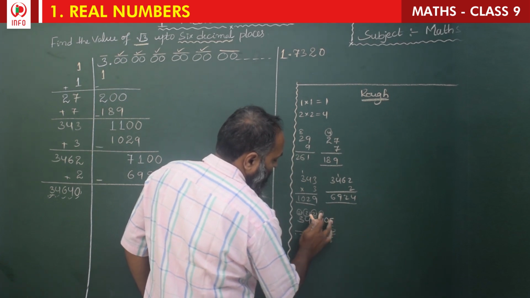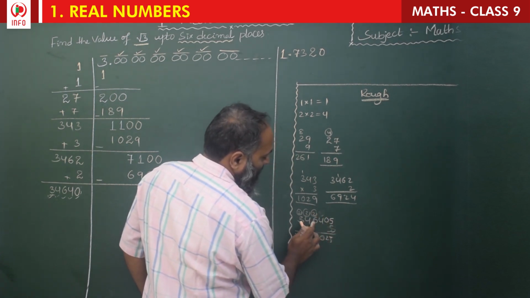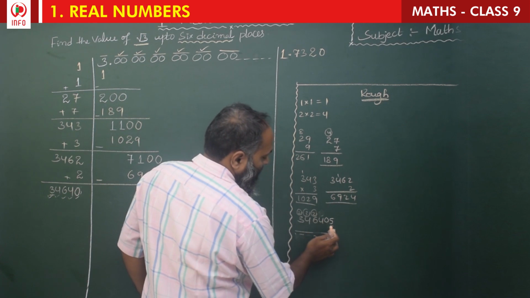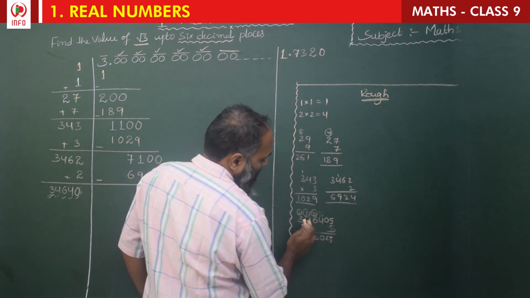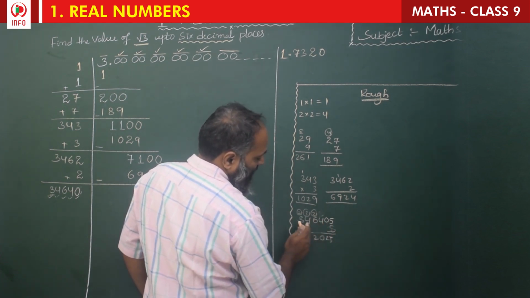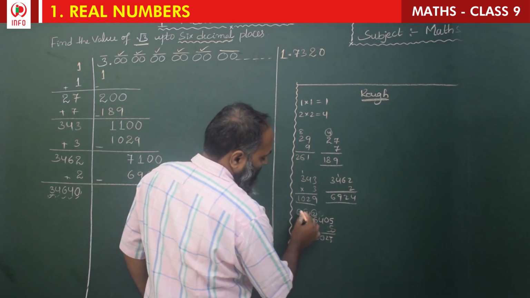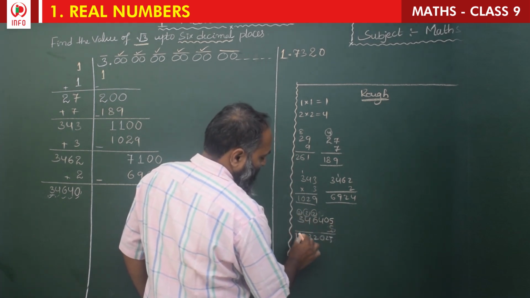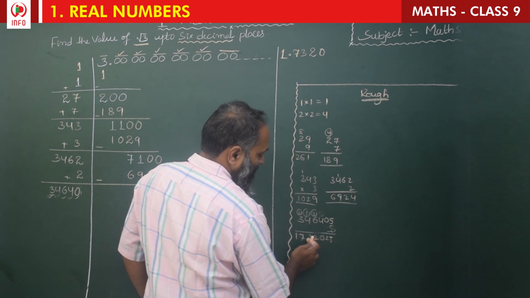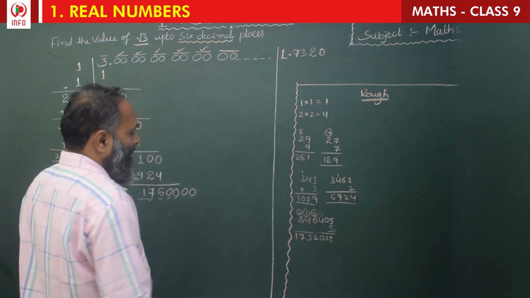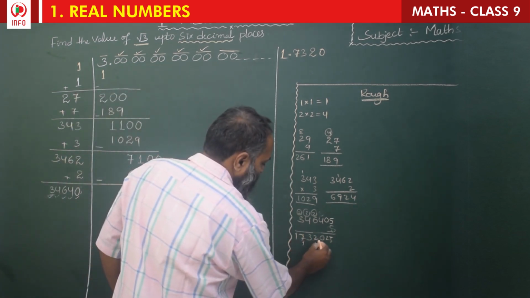5 4s are 20 and 2. 5 6s are 30, 32, 3. 5 4s are 20, 20 plus 3 is 23, 2. 5 ones are 5, 15, 16, 17. 1, 2, 3, 4, 5, 6, 7. That is 17 lakhs 32,000.